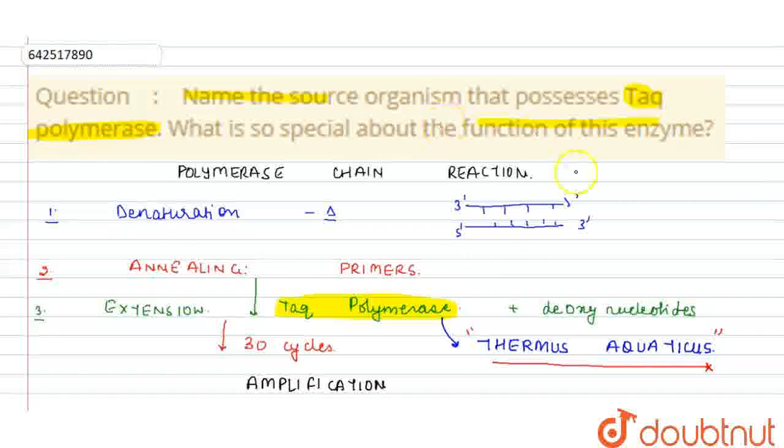So over here, what is so special? It will not undergo denaturation. This enzyme will not undergo denaturation, and hence we use this Taq polymerase.